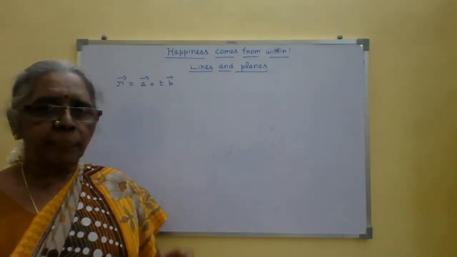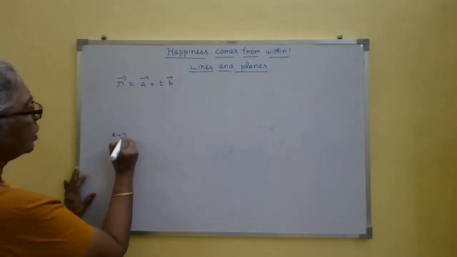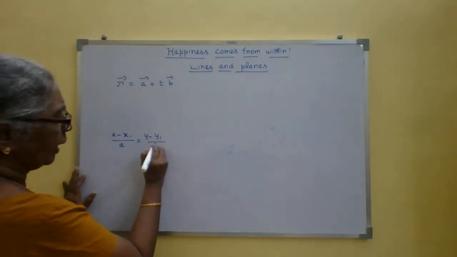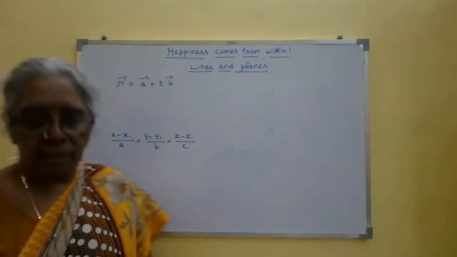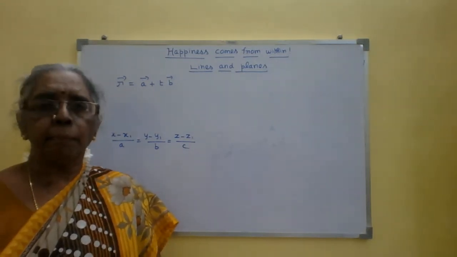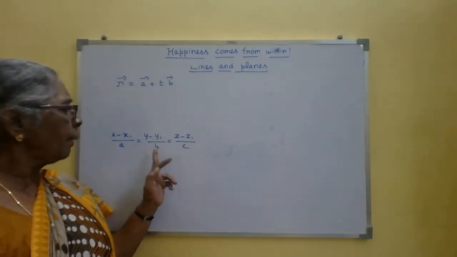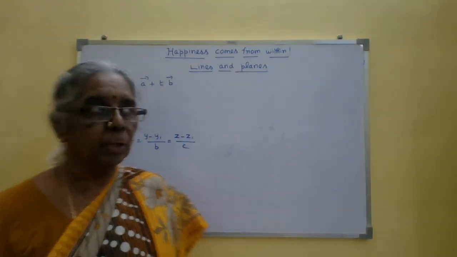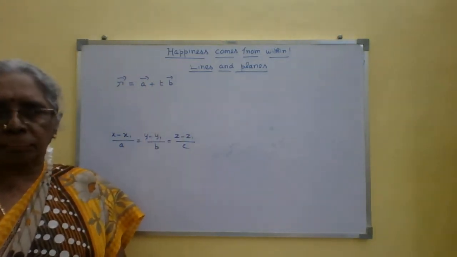Okay. Now, let me tell you the corresponding Cartesian equation also. That is (x minus x1) by a is equal to (y minus y1) by b is equal to (z minus z1) by c. Here, x1, y1, z1 represent the point through which the line passes. The a, b, c represent the direction ratios of the line. So, this is the vector form and the corresponding Cartesian form is this.